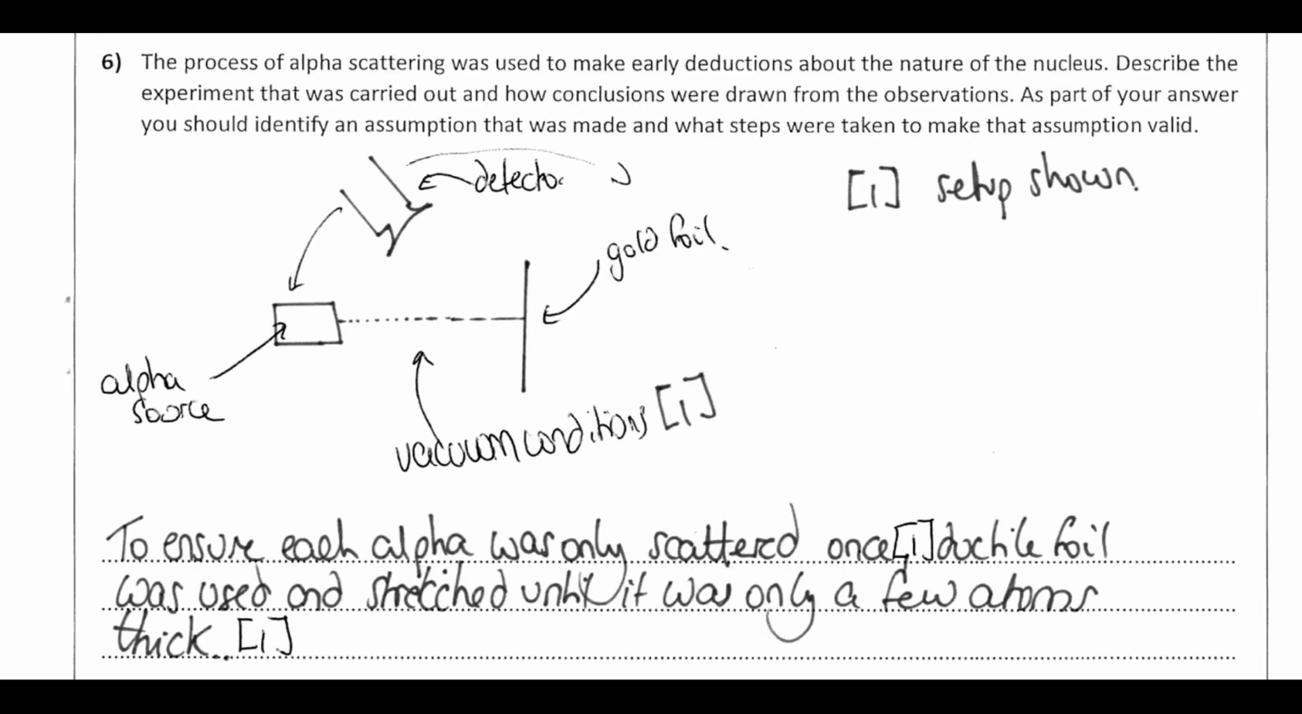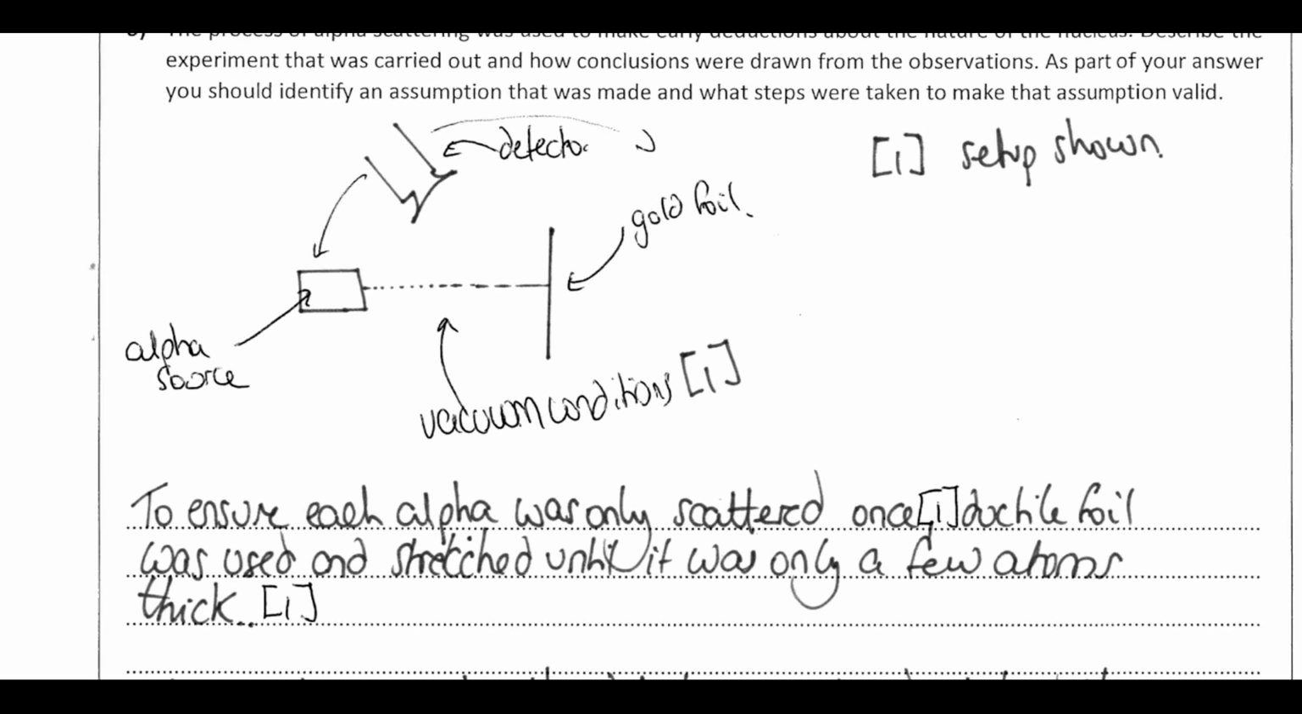Okay, so the process of alpha scattering was used to make early deductions about the nature of the nucleus. Describe the experiment that's carried out and how conclusions were drawn from the observations. As part of your answer, you should identify an assumption that was made and what steps were taken to make that assumption valid. Okay, so first up, the general setup here.